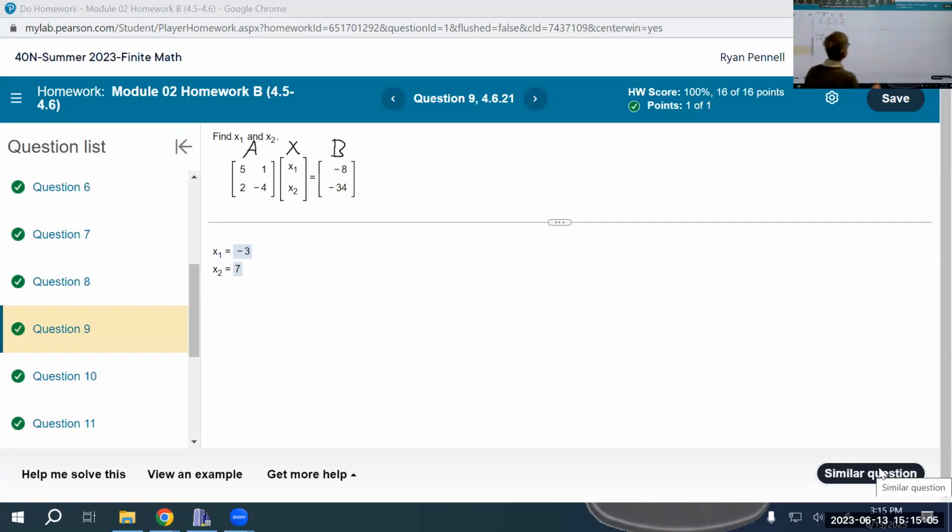Well, if this was 2x equals 4, what would I do? I just divide both sides by 2. x equals 2. It's easy stuff. Now, would you believe me that you could also write it this way?